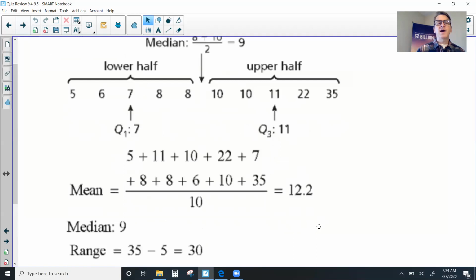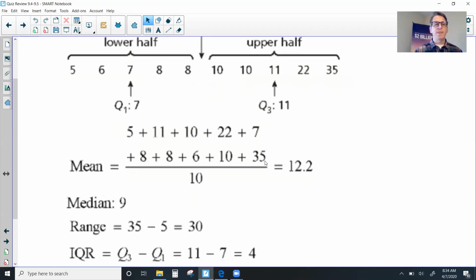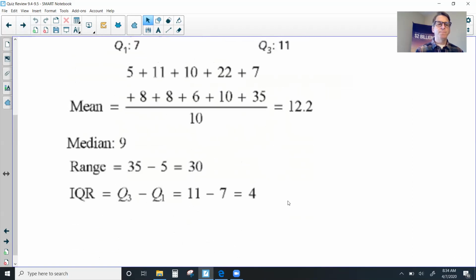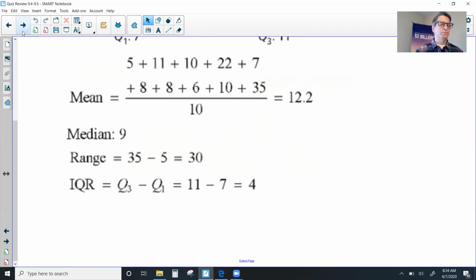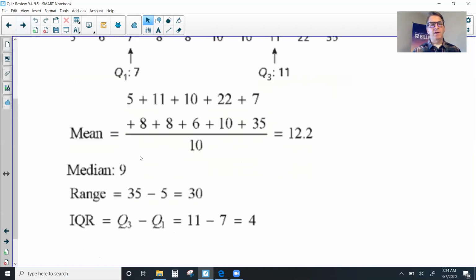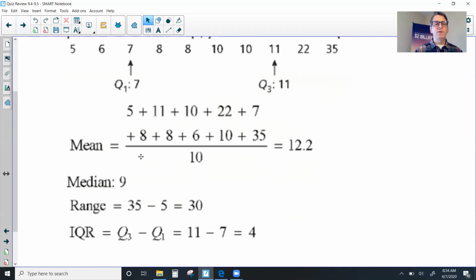The median is 9. The range is 30, 35 minus 5. Now the IQR is 11 minus 7, which is 4. And that's what they wanted us to find of those items. Mean 12.2, median 9, range 30, and IQR 4.